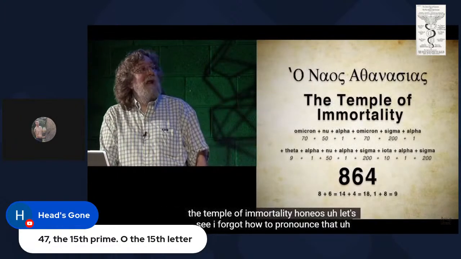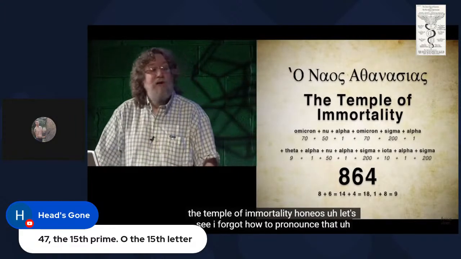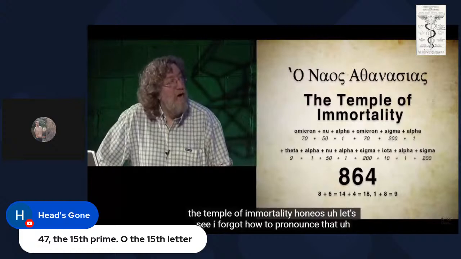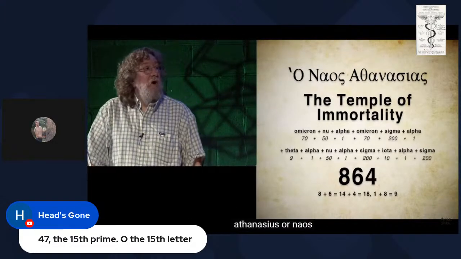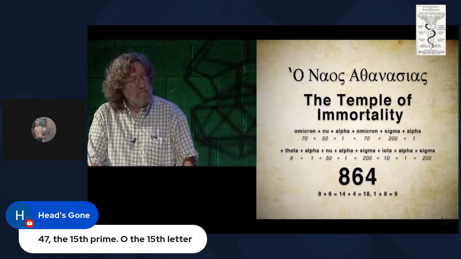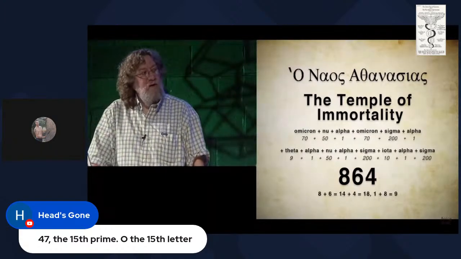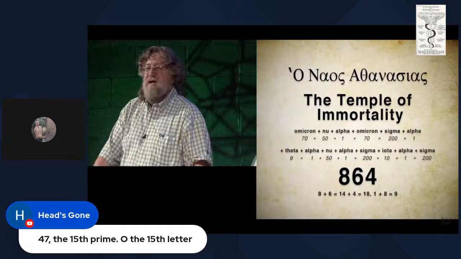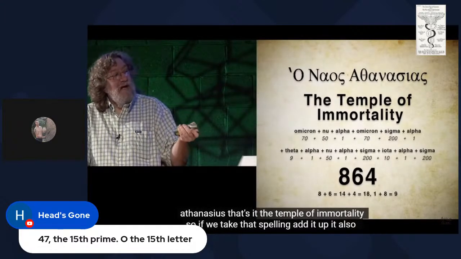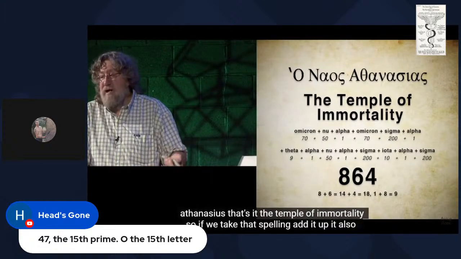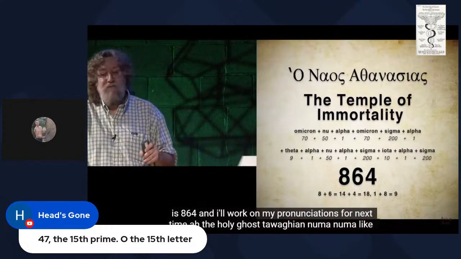The Temple of Immortality, Naos Athanasias. Let's see, I forgot how to pronounce that. Athanasias, that's it. The Temple of Immortality. So if we take that spelling and add it up, it also is 864. And I'll work on my pronunciations for next time.